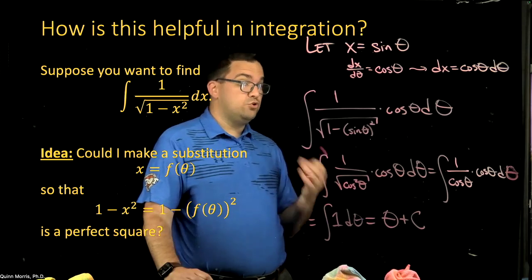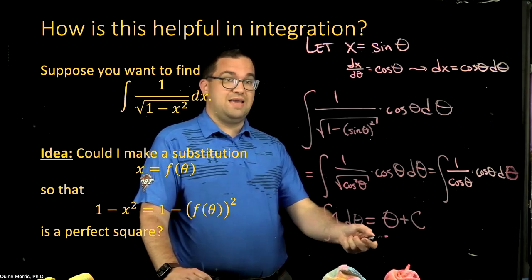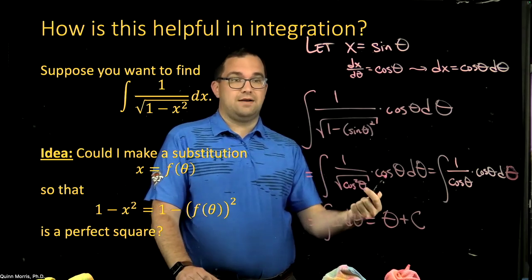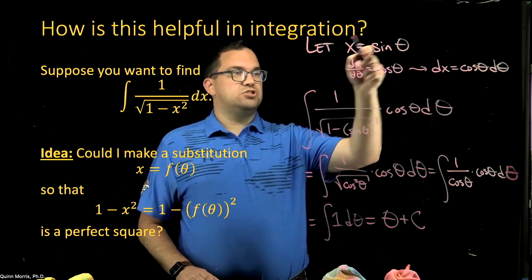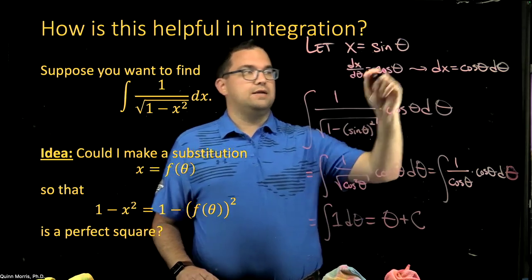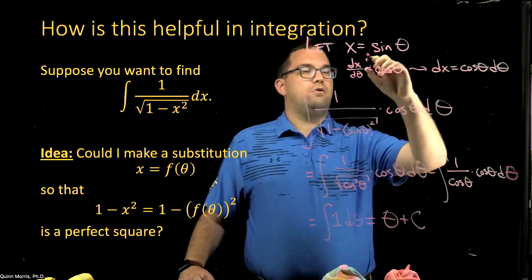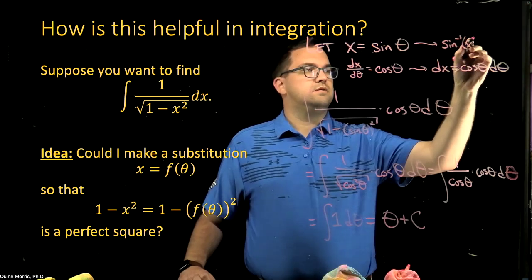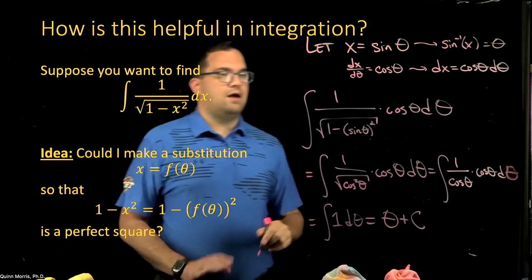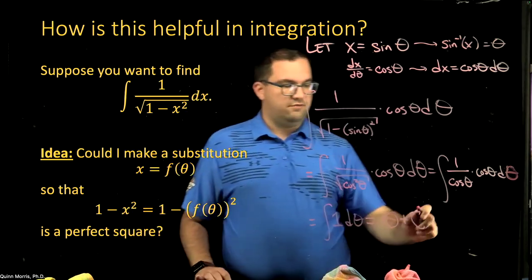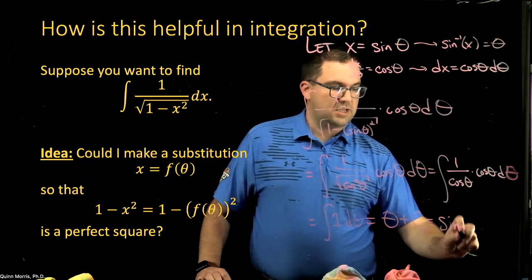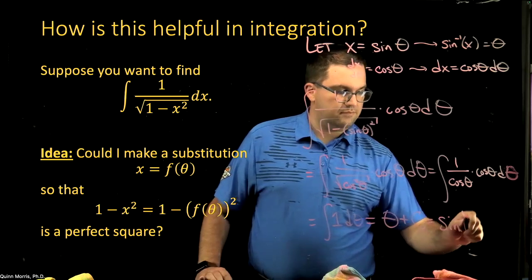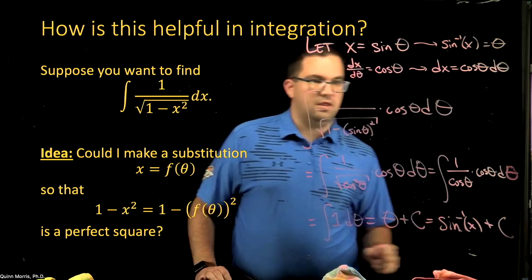But now, just like with u substitutions, I made up the theta piece. My original problem was something to do with x's. So I now need to convert back. In this case, I need to solve this for theta. So if I look at this, in this case, I could just take the inverse sine of both sides. And I would get that theta is equal to sine inverse of x. So this is really sine inverse of x plus c.